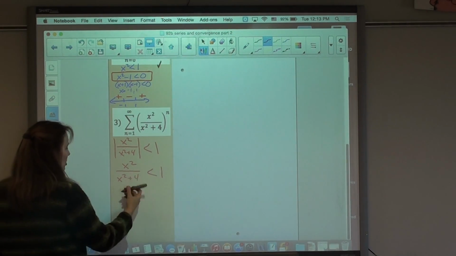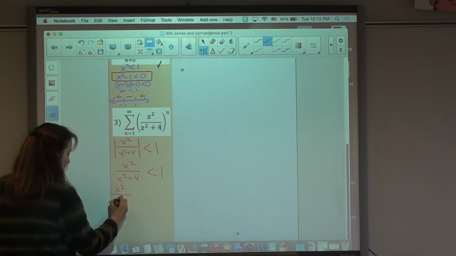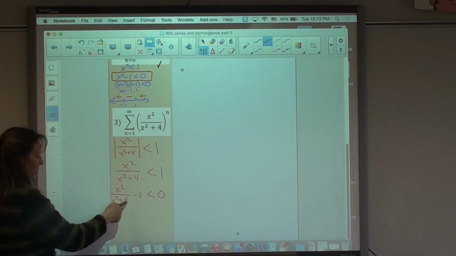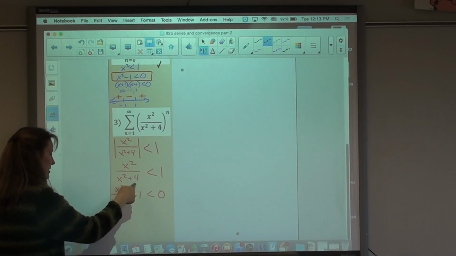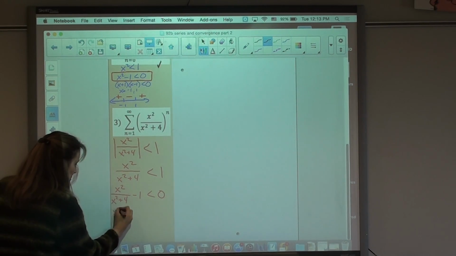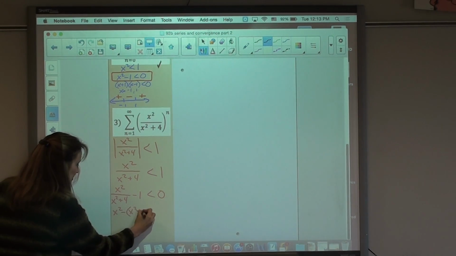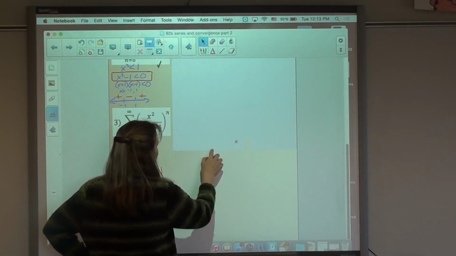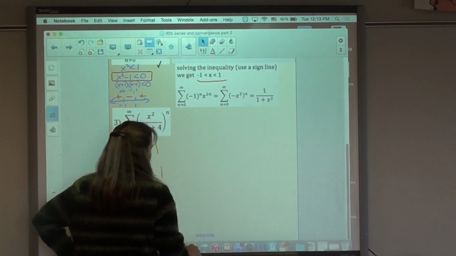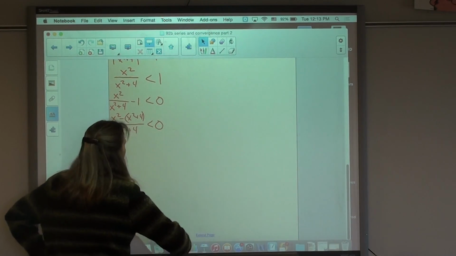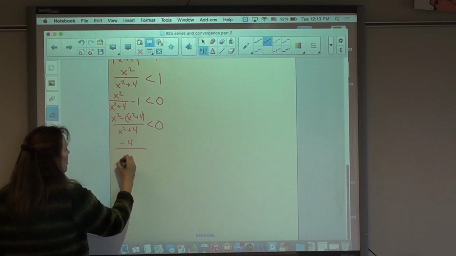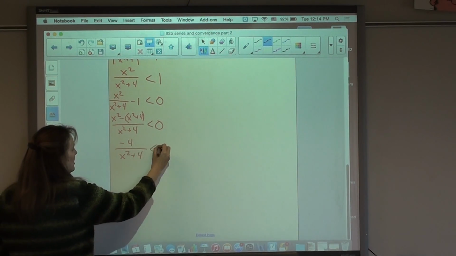All right, if we were to do this properly, and I will do it properly really quickly. So you have to write it as a rational, so x squared minus x squared plus 4. So you get x squared minus x squared plus 4 over x squared plus 4. So if we go with this, we end up with negative 4 over x squared plus 4 is less than 0.